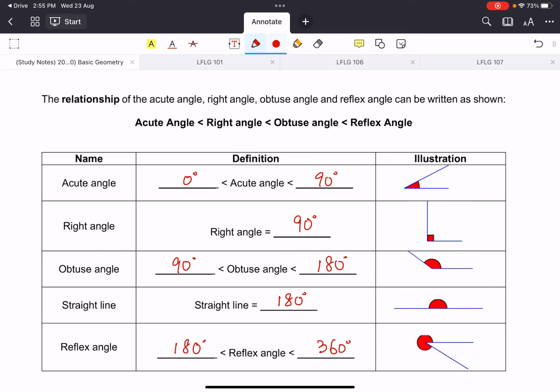Of course, do we measure things that are more than 360 degrees? Yes, maybe, right? When we go into pre-calculus sometime in your future, when you learn about additional mathematics. But for now, we will just stop here.